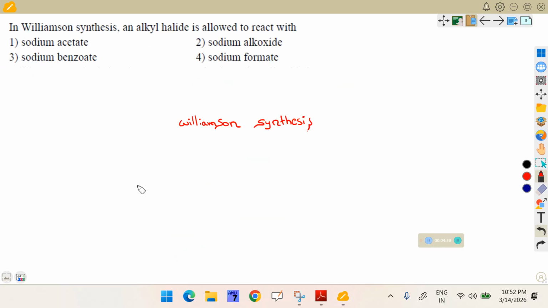The next question is Williamson synthesis. In Williamson synthesis, an alkyl halide is allowed to react with... In Williamson synthesis, alkyl halides react with sodium alkoxide, then it gives ethers. Sodium alkoxide. The second option is the correct option.